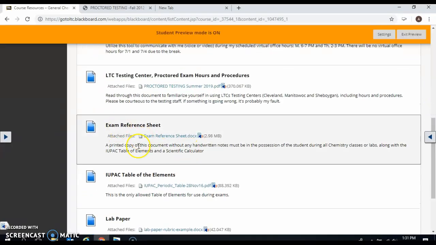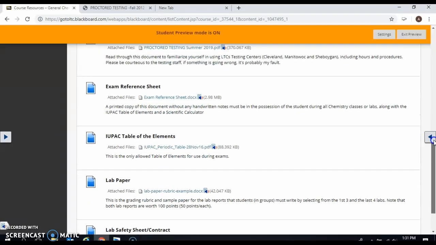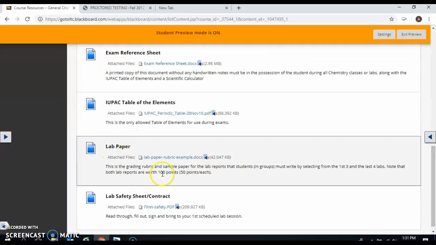Exam reference sheet, folks. There are 9 pages of an exam reference sheet. You can use this during all 4 of your exams. So you are allowed to use this. You are allowed to use all 9 pages of this along with 1 page of the periodic table of the elements. You cannot have any handwritten notes on either one of them. All right, so it has to be clean. And then there's also guidance on your 50-point group lab paper.